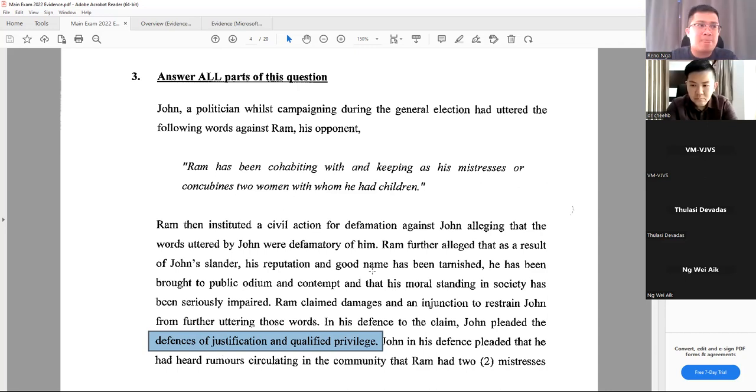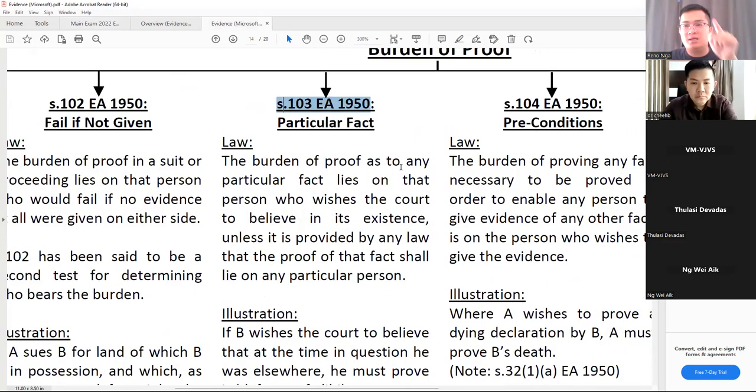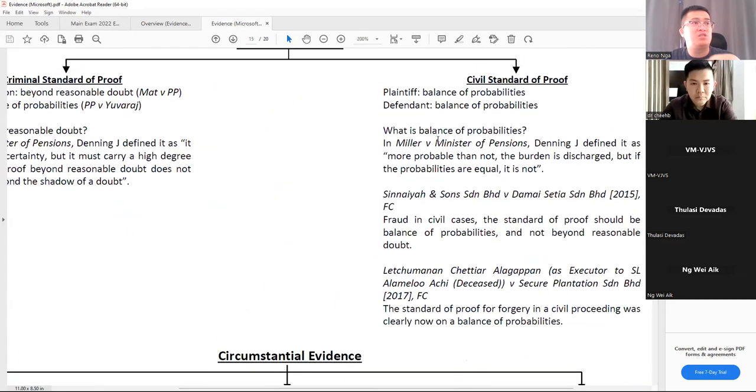So back to John. When John says justification, qualified privilege, and also that he heard it from rumors, he must prove all these three things as well. He cannot simply say, I'm just saying it for fun. When you say it, you must prove it. This is under section 103. In simple layman terms, 103 means you say it, you prove it. For example, today I say Dr. Chi owes me 10 ringgit. When I say that, I must prove it. When I sue him, I must prove it, 101. But when I say something, I must prove it. Similarly, when John says justification, qualified privilege and rumors, he must prove them under 103. And the standard is balance of probability. This is the standard for all civil procedure.